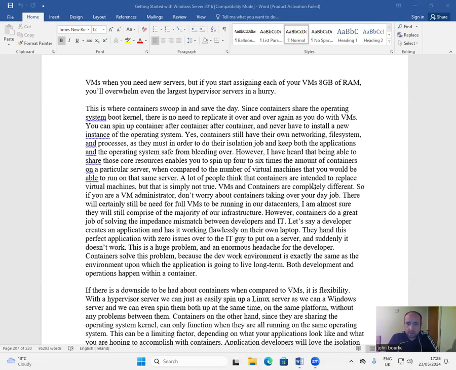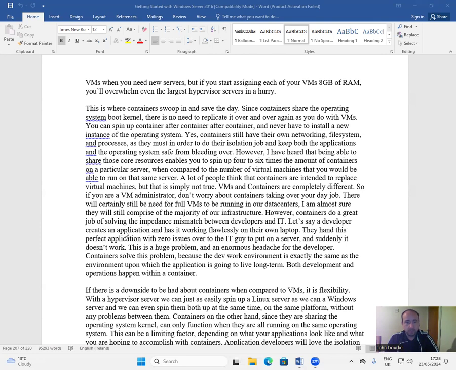A lot of people think that containers are intended to replace virtual machines, but that is simply not true. VMs and containers are completely different. So if you are a VM administrator, don't worry about containers taking over your day job. There will certainly still be a need for full VMs to be running in our data centers. I'm almost sure they will still comprise the majority of our infrastructure. However, containers do a great job of solving impedance mismatch between developers and IT.